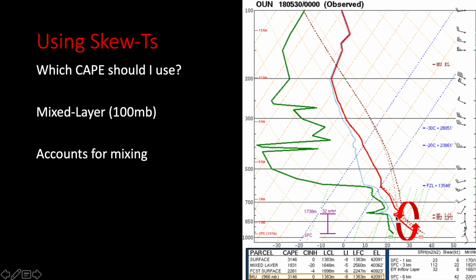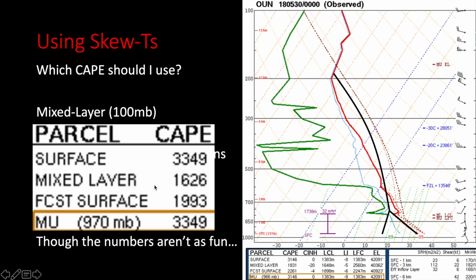So after mixing, we're going to make sure our temperature goes up the dry adiabat and our dew point mixes along these mixing ratio lines. This is generally best for most scenarios, again, because we're better approximating the natural mixing process of the atmosphere. But it's going to give us some less eye-popping numbers here. Our mixed layer CAPE here is less than half of our surface-based parcel. But that's okay, because again, this is usually most realistic.